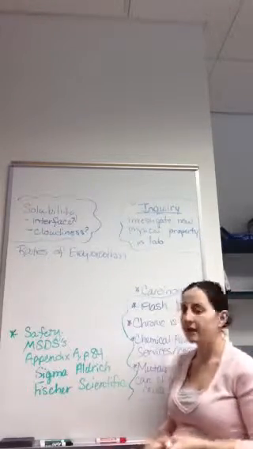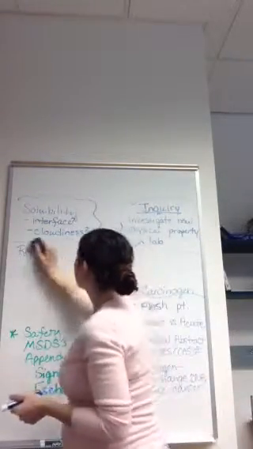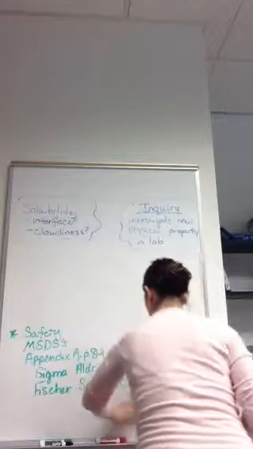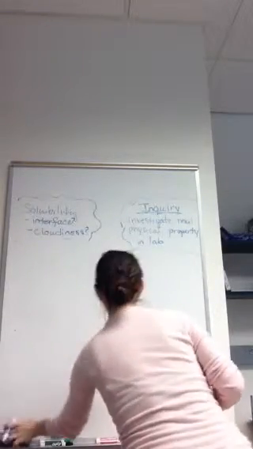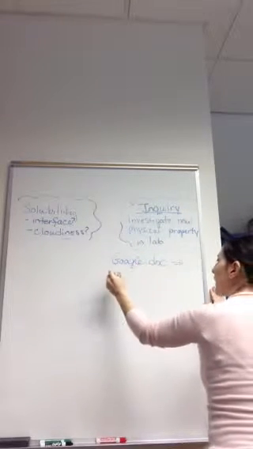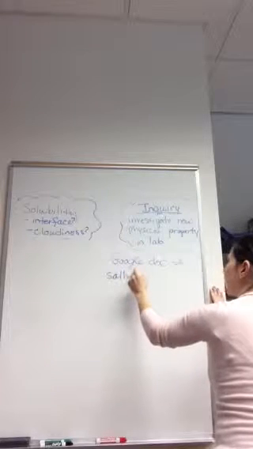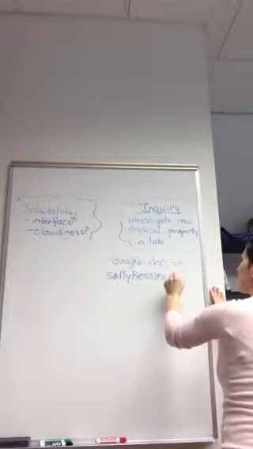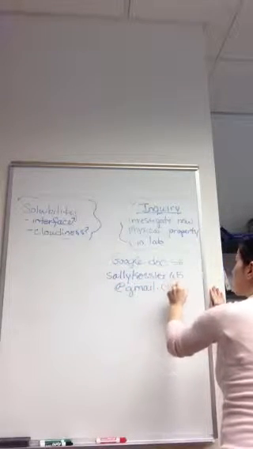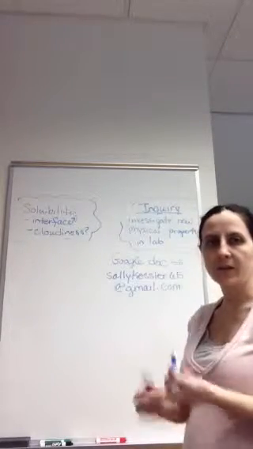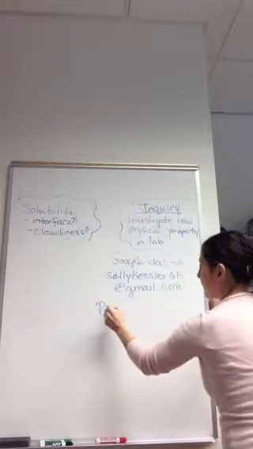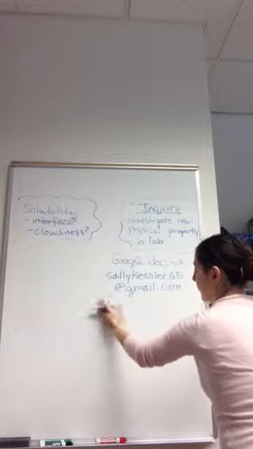For all your inquiries, the first thing you'll do is make a Google Doc and share it with me. My Gmail is my name. I will also write this out along with the links to Sigma Aldrich and to Flinn. The first thing I want you to include is a title.